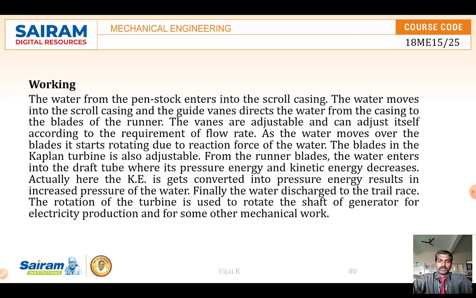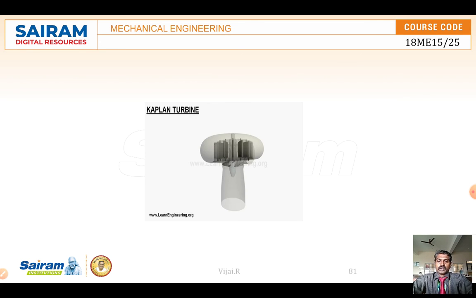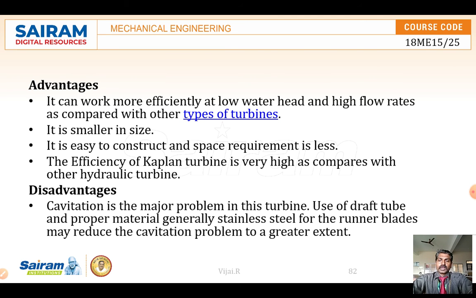Okay, finally the water discharges to the tail race. This is how the Kaplan turbine works. And what are the advantages of this? It works efficiently with low water head. Wherever there is less pressure head, it can work, and it is smaller in size. It is small in size and has less space requirement, so it can be easily constructed, and when compared to others, the efficiency of the Kaplan is high. And the disadvantage is that cavitation is a main problem in this.